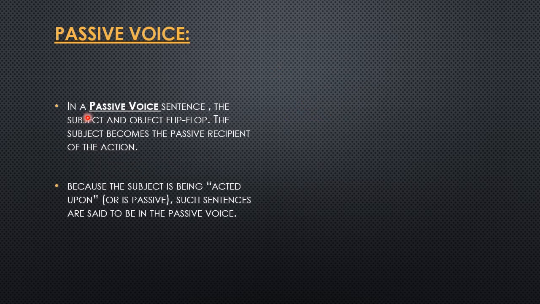Passive voice. In a passive voice sentence, the subject and object flip-flop. Flip-flop means that something is reversible. The subject becomes the passive recipient of the action. In passive voice, the subject becomes an object and the object becomes a subject. So it is a flip-flop. Because the subject is being acted upon, or is passive, such sentences are said to be in the passive voice. Understand? Because of this reason, the sentence is called passive voice.